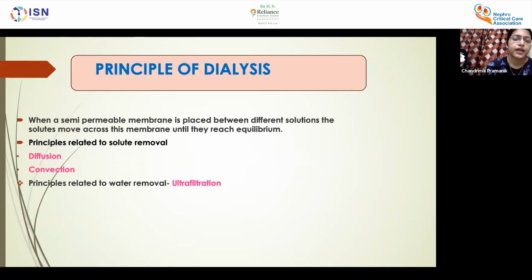So the principle of dialysis is that there is a semi-permeable membrane which separates the blood compartment from the dialysate compartment, and there is transfer of solutes across this membrane back and forth till they reach equilibrium. There are some principles related to solute removal, which are diffusion and convection, and a principle related to water removal, which is ultrafiltration, which follows the convective pathway.